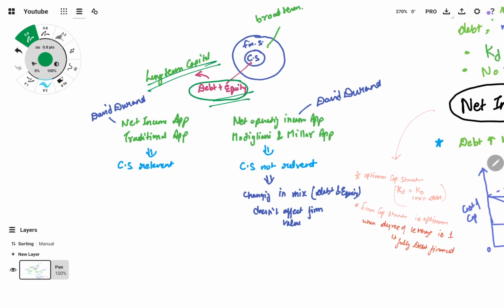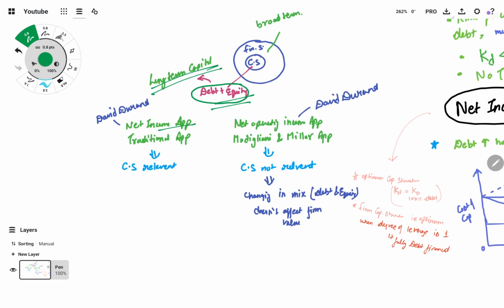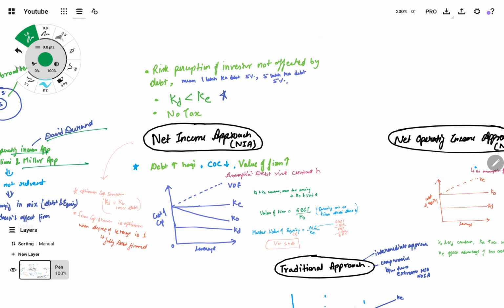And firstly, what are the theories? There are four types of theories: net income approach, net operating income approach, traditional approach, and Modigliani and Miller approach. Firstly, let's start with one, and we will make relationships and connections between these theories. Let's broadly understand: the net income approach and traditional approach say that capital structure is relevant. But for the net operating income approach and the Modigliani and Miller approach, capital structure is not relevant. The net income approach was given by David Durant, and the net operating income approach was also given by David Durant.